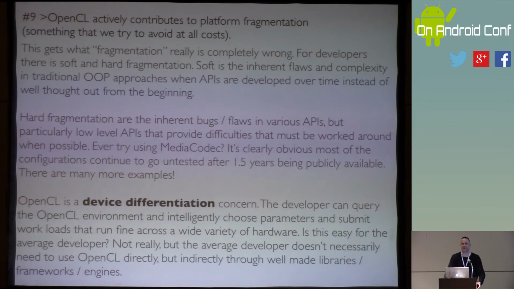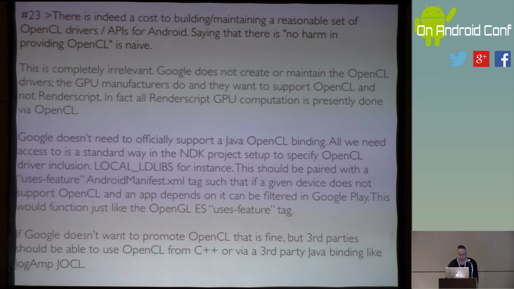I'm using MediaCodec and MediaMuxer right now for the next-generation video editing thing I'm doing, and I can tell you MediaCodec is completely buggy, completely broken for certain configurations, and audio encoding is completely broken. It's obvious it's not even unit tested. That's fragmentation. Device differentiation and fragmentation are two entirely different things. We already talked about that.